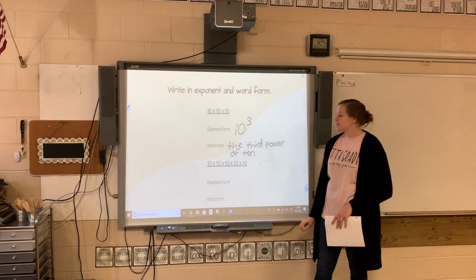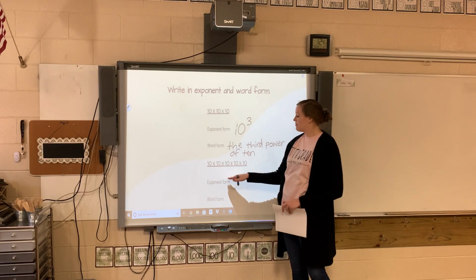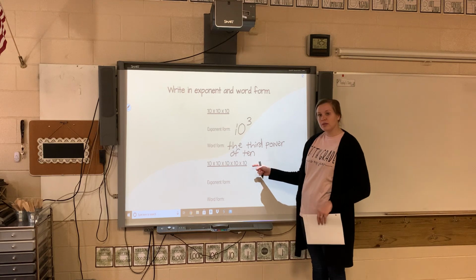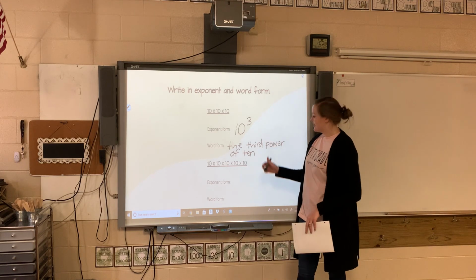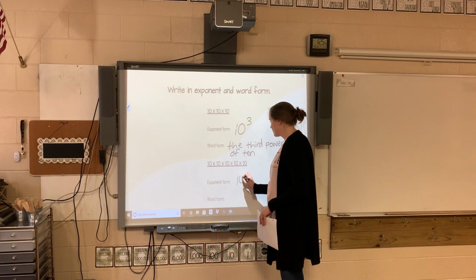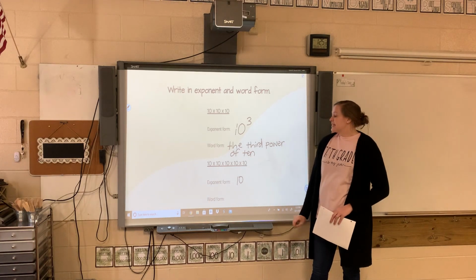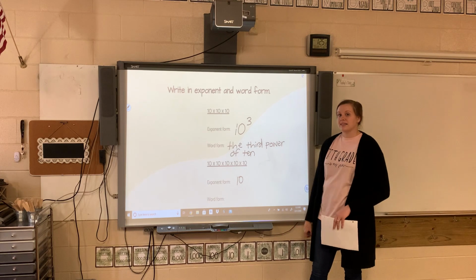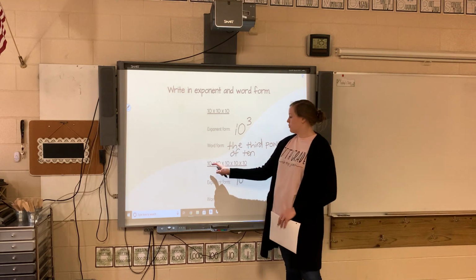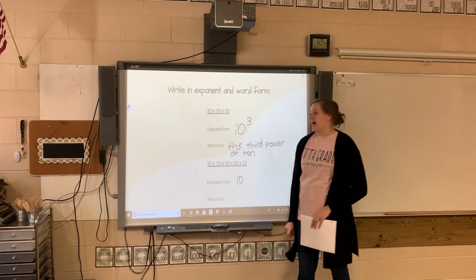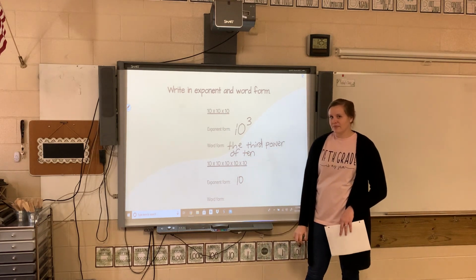Awesome job, guys. So now let's look at our second one. We're going to write this problem in exponent form. So let's find our base. What number is being multiplied? 10, just like in our first problem. Now, to find our exponent, how many times are we multiplying 10? Let's count. 1, 2, 3, 4, 5. So what's our exponent going to be?